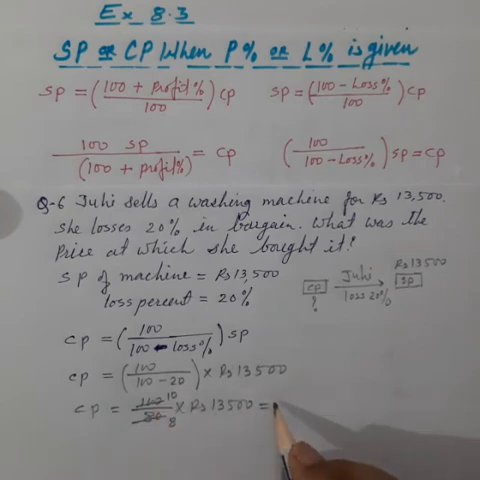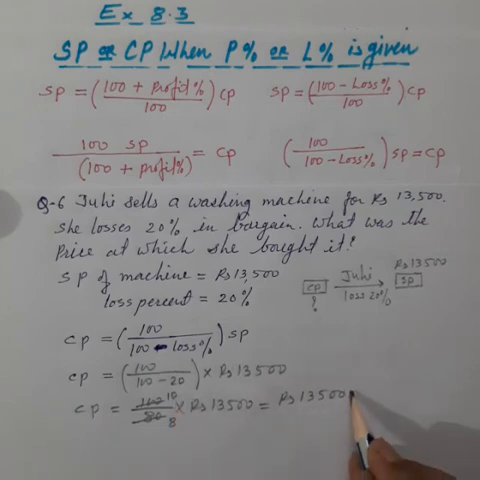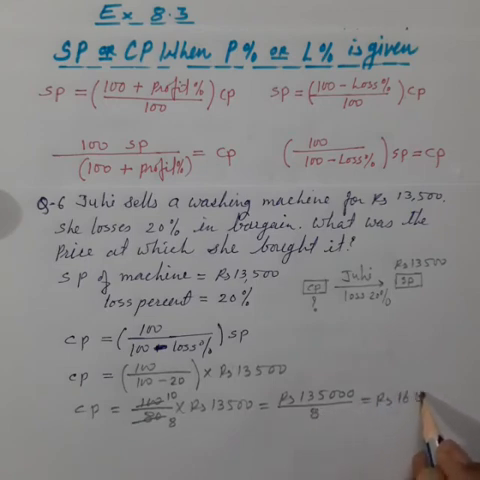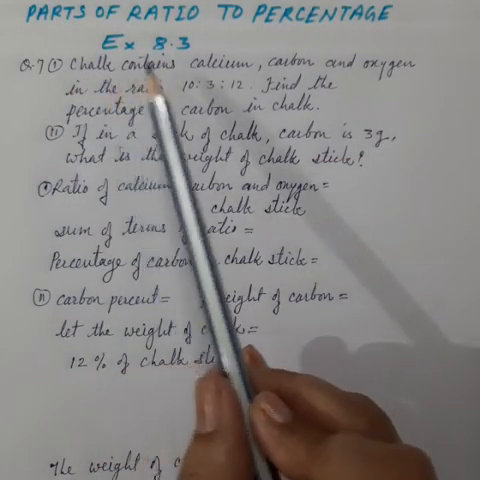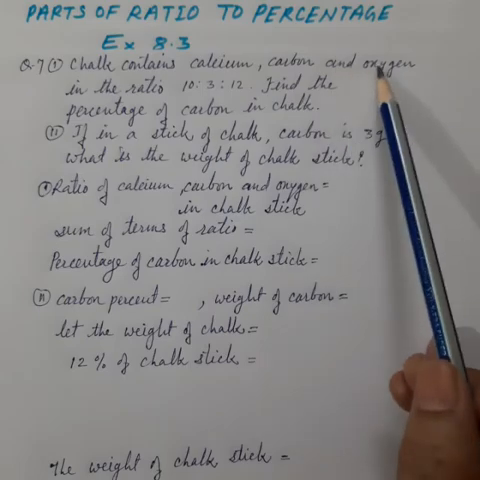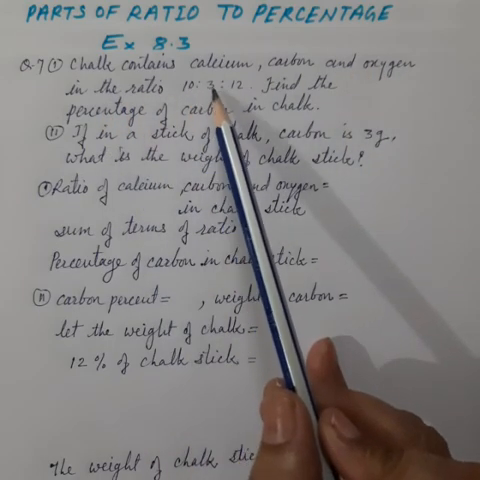Multiply the numerators. Rupees 13,500 and one more 0 for this 10, and divide it by 8. We will get here rupees 16,875. So the cost price is 16,875 rupees. She bought the washing machine for rupees 16,875.